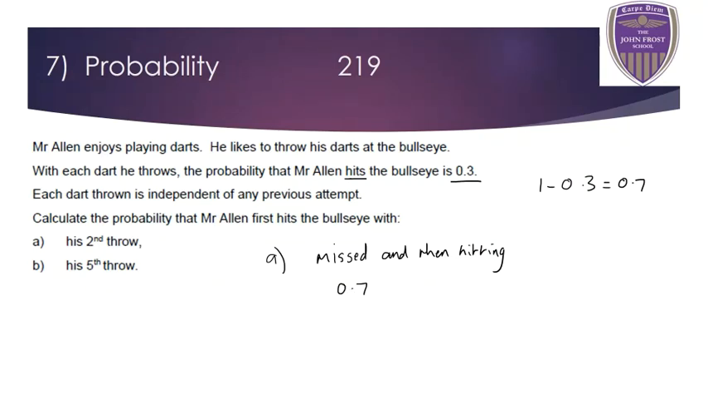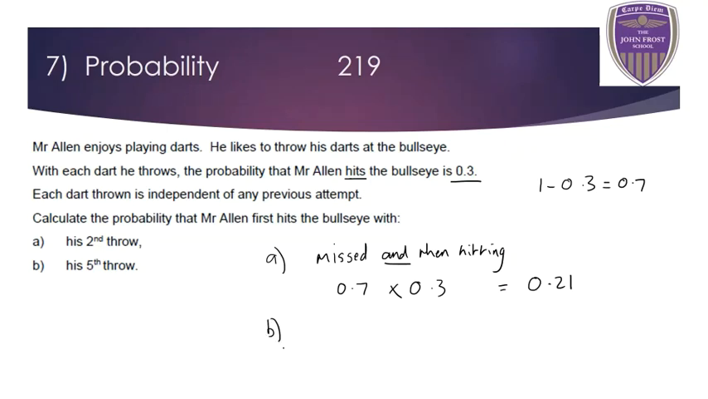And to work out then the probability, so he misses and then he hits. And in probability means we're going to multiply these probabilities together. He hits it on his second throw, so we know the probability of that is 0.3. So we work out 0.7 times 0.3. We know that 7 times 3 is 21. And we divide it by 100, so 0.21.